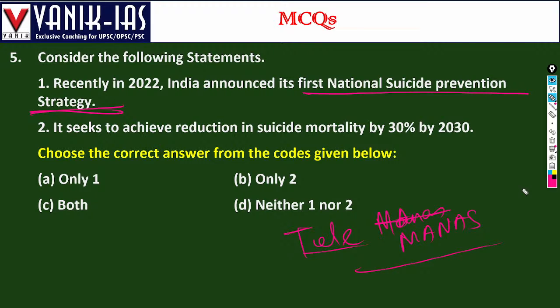Recently it was announced that suicide is considered a problem of mental health. Temporary or excessive tension threatens personal life. India has announced its first national suicide prevention strategy.